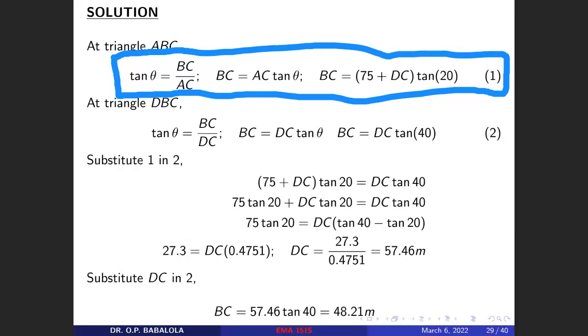So we have for angle BDC, which is the second one now, it's this.